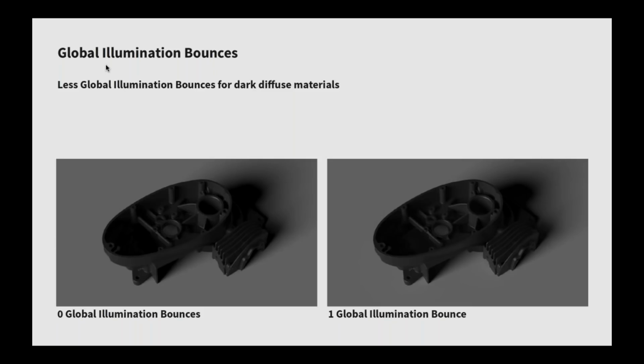Just as with ray bounces, you really want to look at your actual materials in the scene. If, for instance, all you do is render black plastic parts, then it really doesn't make sense to increase that value. So for dark diffuse materials, you can get away with fewer global illumination bounces. So you actually see no difference between these two.